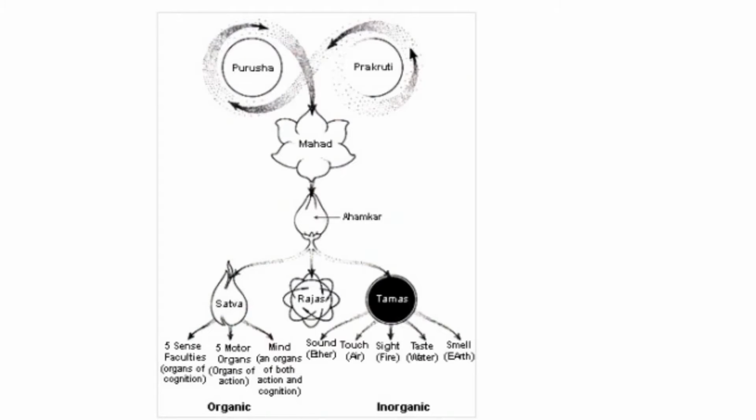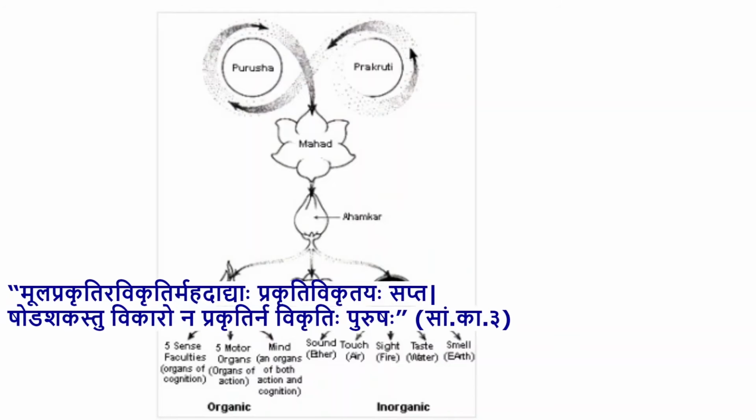But the evolution of the life activity is again described from the Ayurvedic point of view as the Panchavimshati Tattvas, where the Purusha and Prakriti, then Mahat, Ahankara, and so on. And at the end, you will have all the sensory organs, the sensations and the sensory organs. Mula Prakriti, Avikriti, Mahadadyaha Prakriti Vikrayah Sapta, Shodashakastu Vikarono, Na Prakriti Na Vikriti Purushaha.